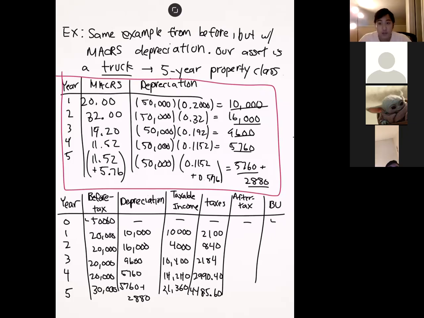Year four taxable income is 2,990.40. Oh, thanks, Joshua. Someone in the chat put that the depreciation for the last year should be 8,640. Thank you. All right, and then the after-tax cash flow is just the difference between your before-tax cash flow and your taxes.